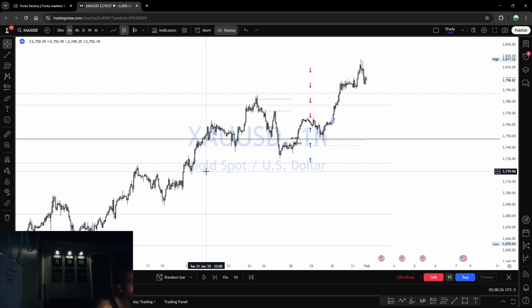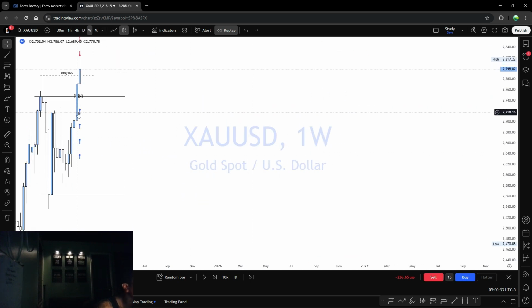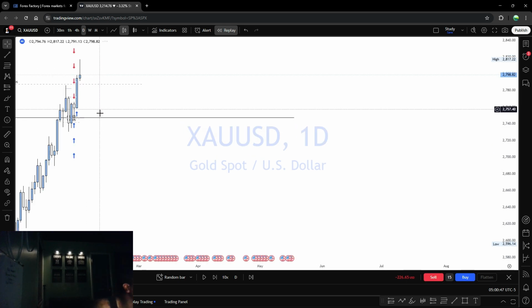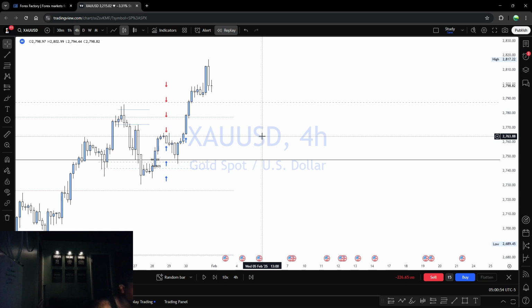It really would have been temporary, but we have to remember that. So this is basically like a retest. Okay, yeah, I see what happened here. So going into this week, we saw that there was a weekly break of structure, and now this was just a retest for the continuation high. Okay, I let that slip out of my mind.